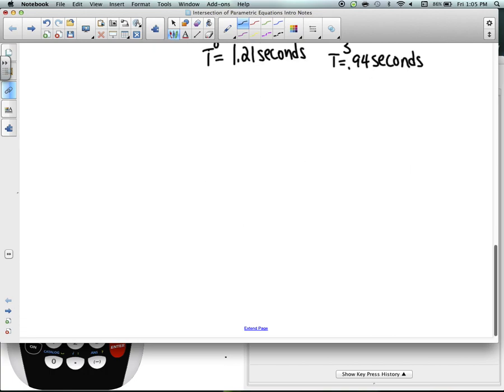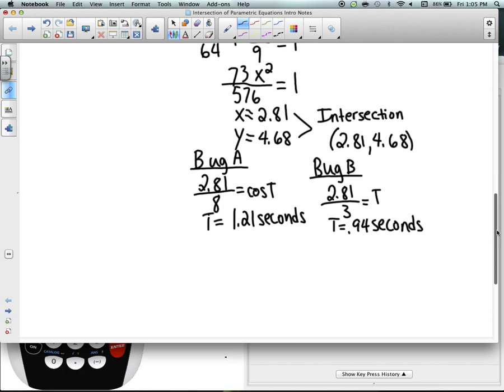Whoa. Sorry about that. So therefore, they do not collide because they don't reach the intersection point at the same time.